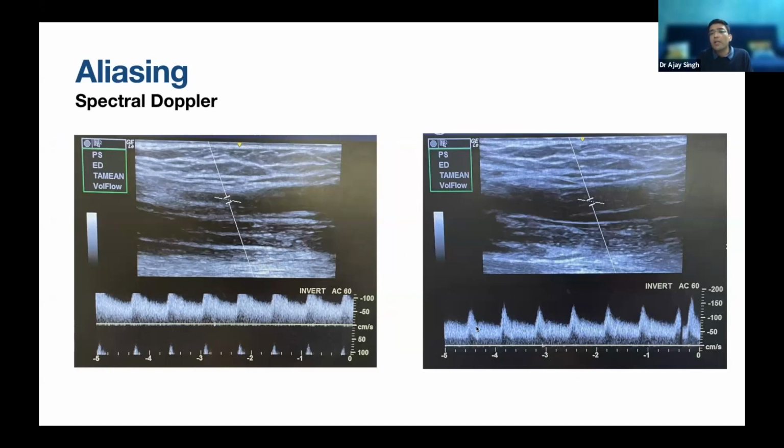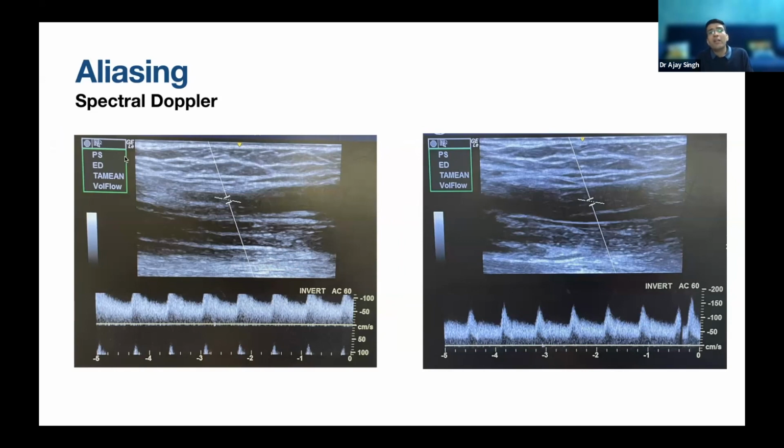And when you bring the baseline down, or you can increase the scale, you will see that the waveforms are now properly visible. We have to adjust this scale as per the velocity of the area which we are interrogating, so that the waveform forms around 3/4 of the scale.